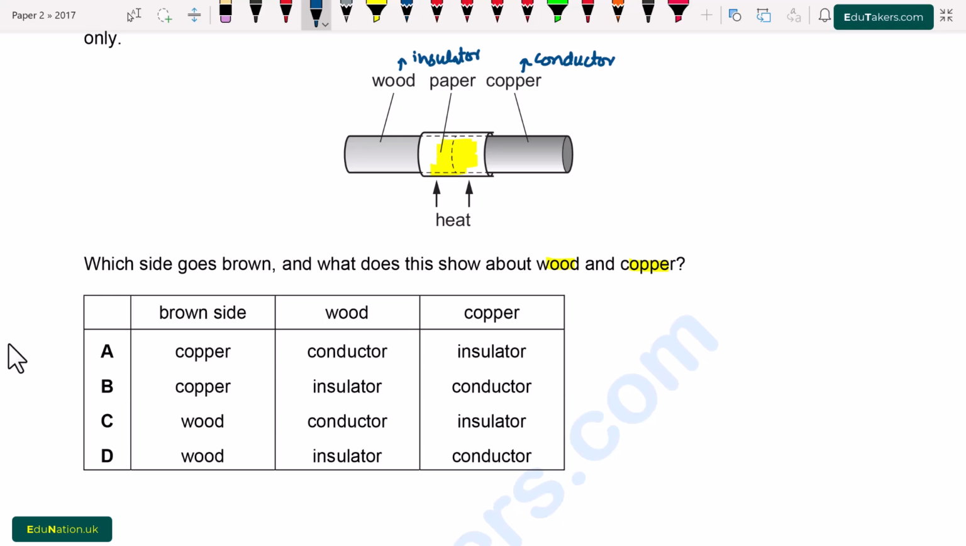Now we see the options. Brown side, wood and copper. Option A, copper, conductor, insulator. This is incorrect. Option B, copper, insulator and conductor. This is also incorrect because the brown side is wood. C, wood, conductor and insulator. D, wood, insulator and conductor. So option D is correct.